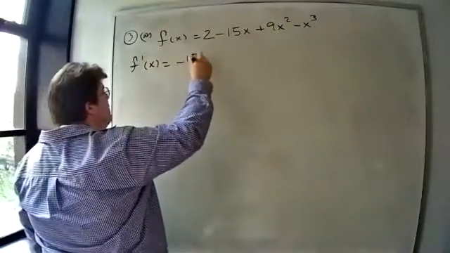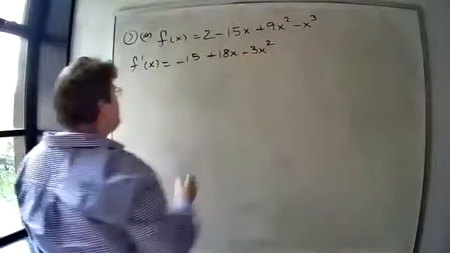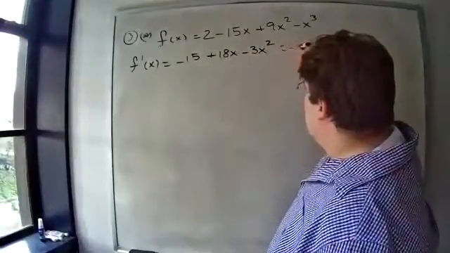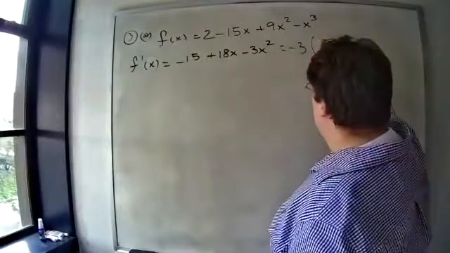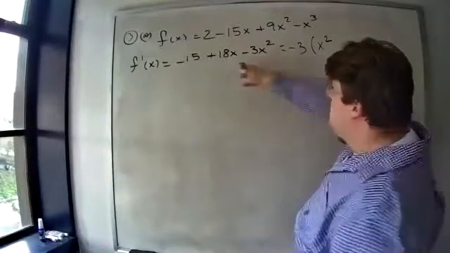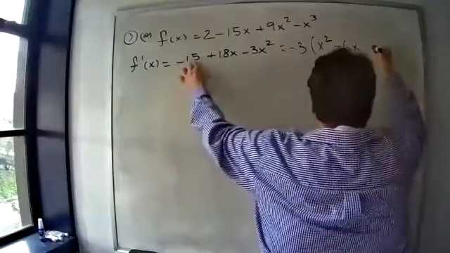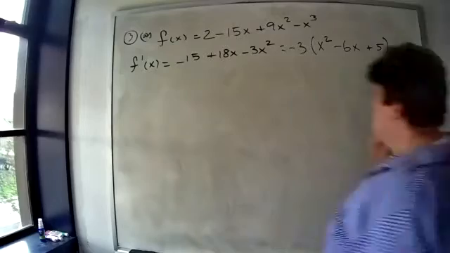So here we have a negative 15, positive 18x, and a negative 3x squared. We need where this is 0. So I'm going to pull out a negative 3. I'm also going to write this term first. So you get x squared, pull a negative 3 off that, you have a negative 6. And an x, pull a negative 3 off that, you have a positive 5. We need where this is 0.